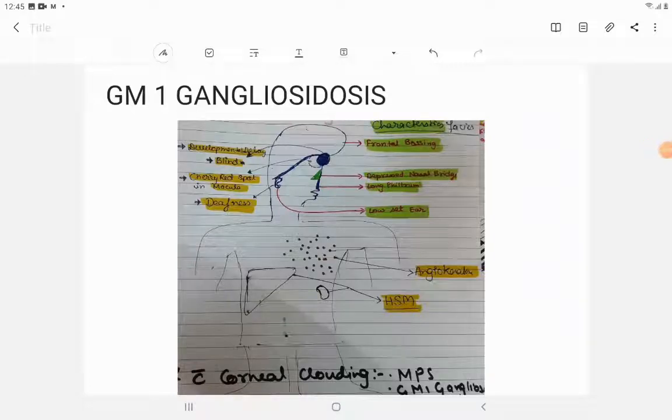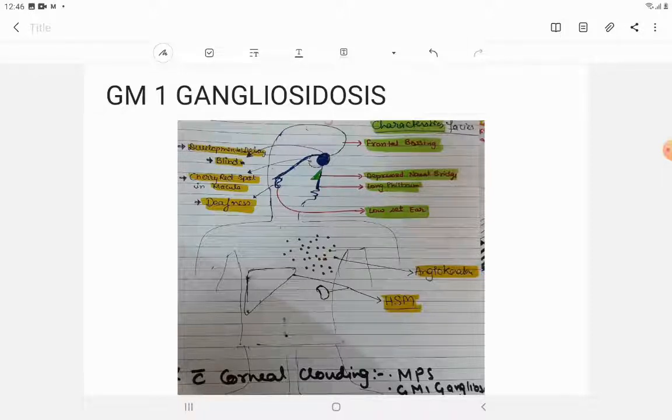Guys, let's start biochemistry. In biochemistry, we'll study sphingolipidosis, in which we'll study some enzymes. I'll tell you some tricks so that you can easily memorize them. First of all, we'll study GM1 gangliosidosis.